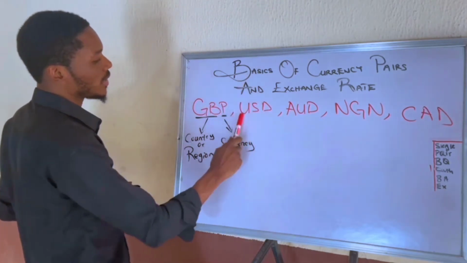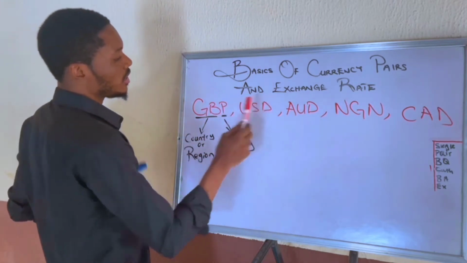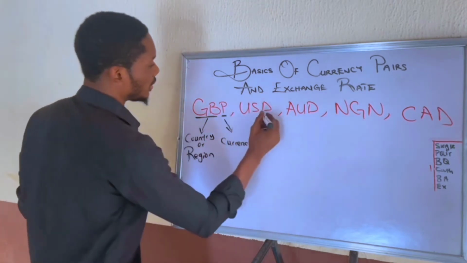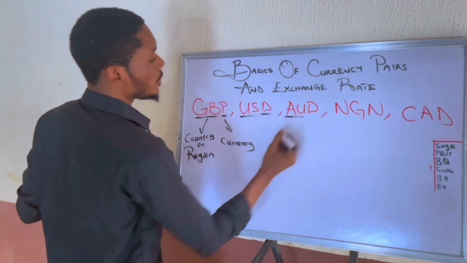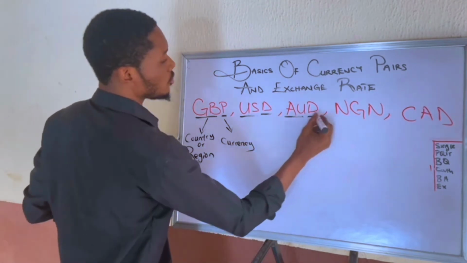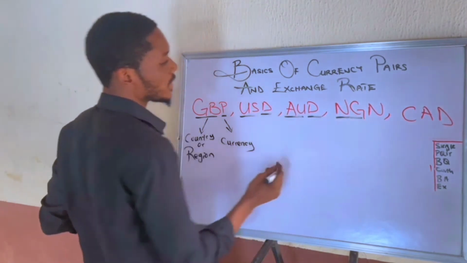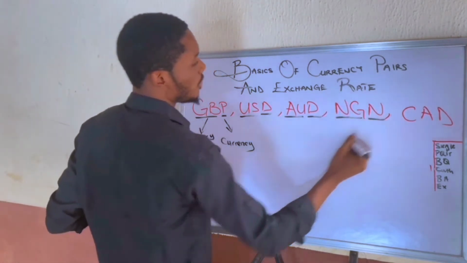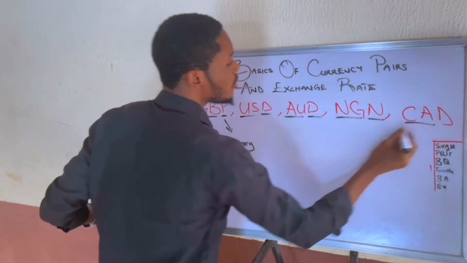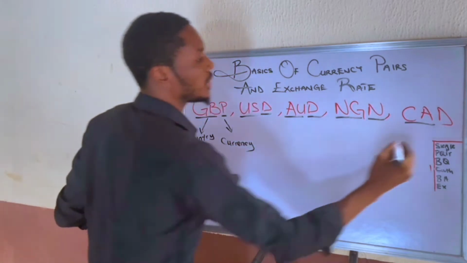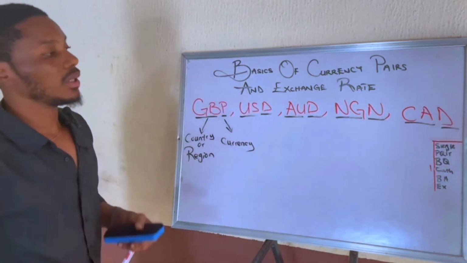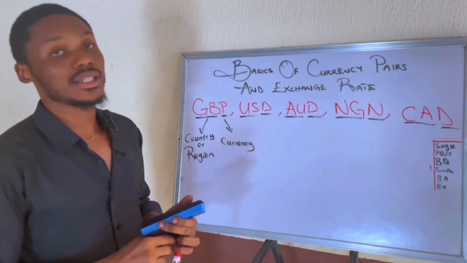US represents United States. That's the country or region. The D here represents dollar. Okay. The AU represents Australia and the D represents dollar. The NG represents Nigeria and the N represents Naira. The CA represents Canada, that's the country or region, and the D represents dollar. So I think you understand this already.